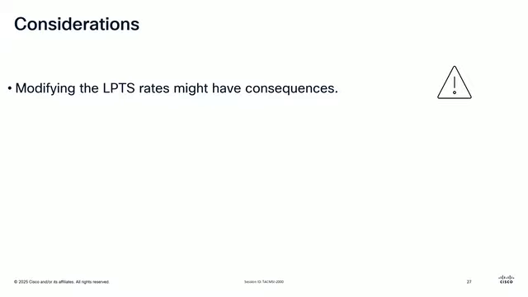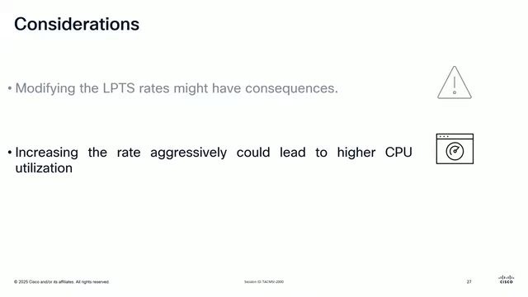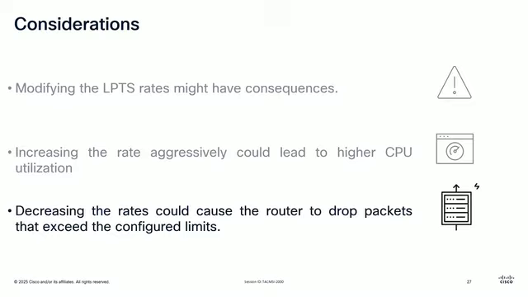The first one is that if we increase the rate in an aggressive way, it could lead to higher CPU utilization. So if we are playing with all the flows, we can have the CPU increased by, let's say, 4% for one process, 10% for another process, and then it can potentially cause an issue with our routers. The other scenario is that if we decrease the rates, it could cause the router to drop packets, just like we are seeing right now, and we could end up dropping packets that we were actually expecting. So please keep these considerations in mind.